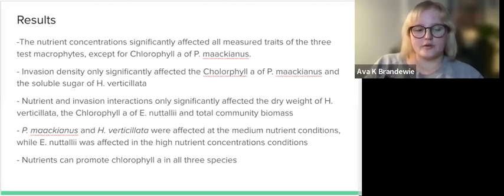And although all 3 species were negatively affected by the nutrient concentration, the negative effects were apparent for P. maculis and H. verticulata at the medium condition, while E. nataliae wasn't really affected until it hit the high concentration of nutrients. So it had a higher threshold, the invasive species did. They also found that the nutrients could promote chlorophyll A in all 3 species.